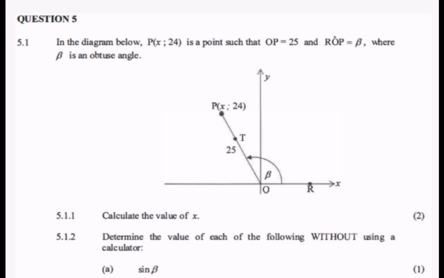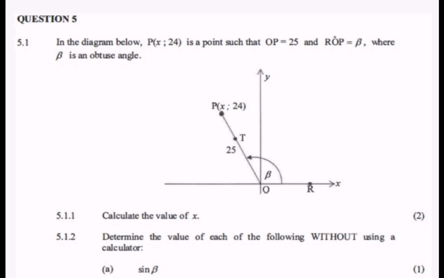Let us consider the following example. This section is a part of a past paper as well. So we are told in the information in the diagram below, P(x; 24) is a point such that OP is equal to 25 and angle ROP is equal to beta, where beta is obtuse. Now this is a different way in which this type of question is asked. In the previous question, the hypotenuse was the unknown, but in this question the x value is unknown.